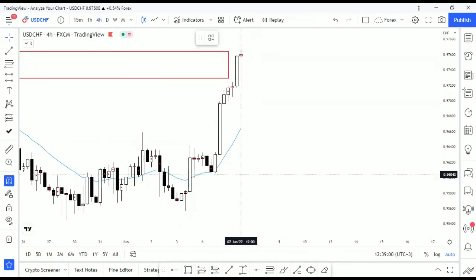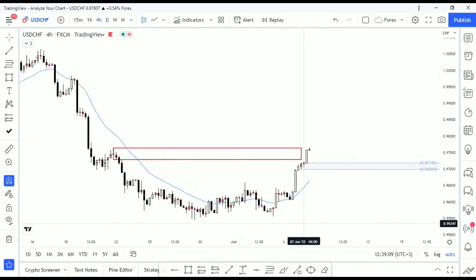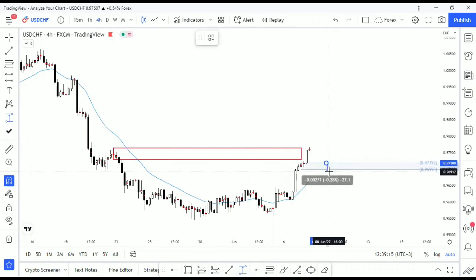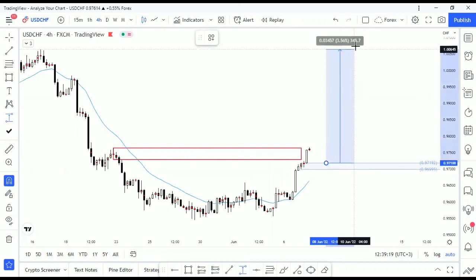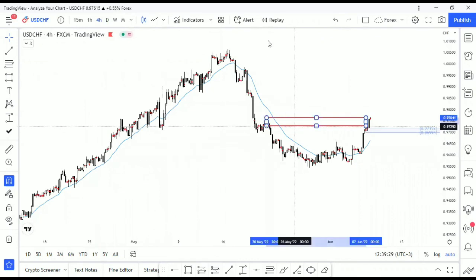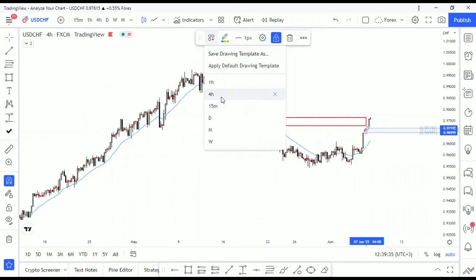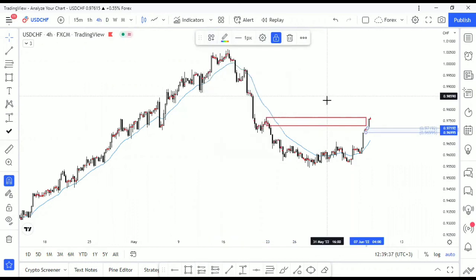It's a good level to go long. This area I'll be monitoring. If price manages to come back to this level, then I'll take my buy position around this level, with the stop loss at the bottom of about 25 to 30 pips, and take a profit of more than 300 pips to the upside. So I'll be monitoring USDCHF so that I can get buying opportunities.